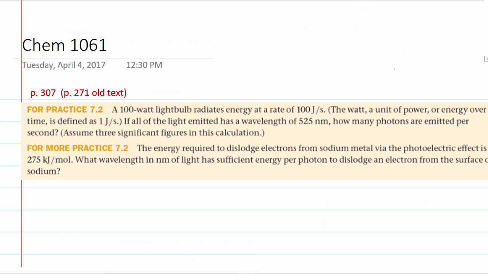So now we come back to our problem here, and looking at the clock, I think we'll just do this last one for more practice. We'd like to figure out the energy required to dislodge electrons from sodium metal via the photoelectric effect. We'd like to know what wavelength in nanometers of light has sufficient energy per photon to take electrons out from the surface of sodium.